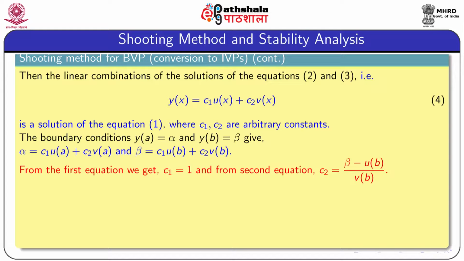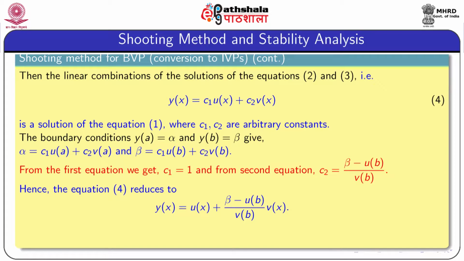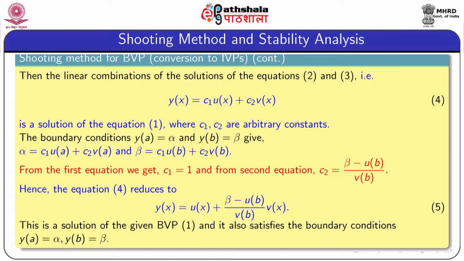So, this is the important result to get the combined result for the given boundary value problem. Thus, equation 4 finally reduces to y(x) equal to u of x plus (beta minus u at b) divided by v at b into v(x). So, equation 5 gives the value of y when u and v are given. This is a solution of the given boundary value problem and it also satisfies the boundary conditions y at a equal to alpha and y at b equal to beta.